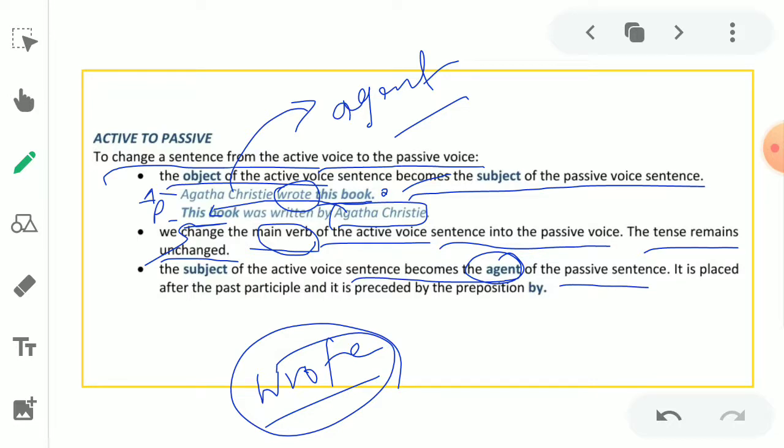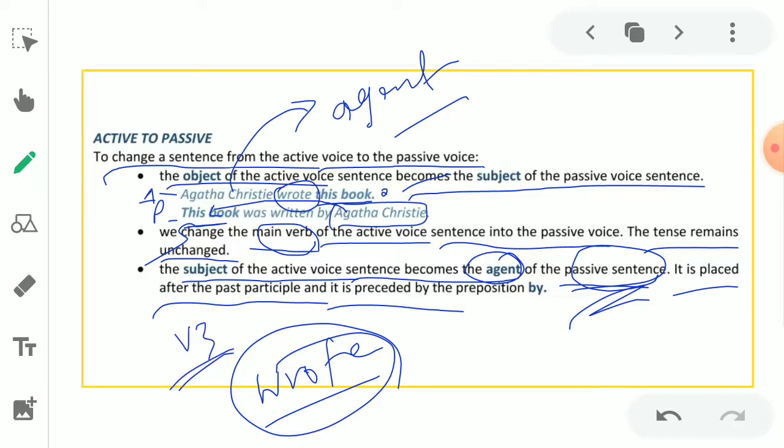What we have to do? The subject of the active voice sentence becomes the agent of the passive sentence. So what we have as subject in active is converted into agent of the passive sentence. It is placed after the past participle, which we call V3. It is preceded by the preposition by. You can see there. Yes, let's move on.